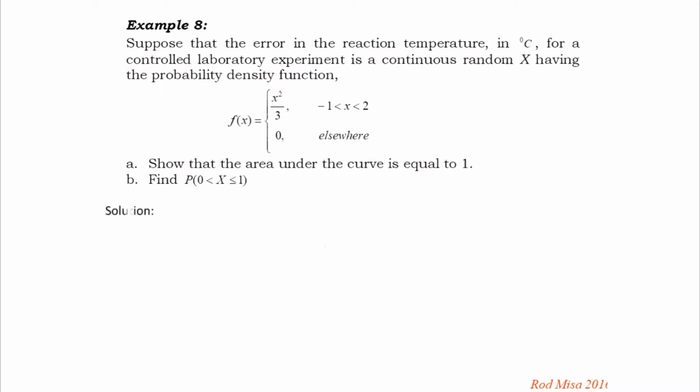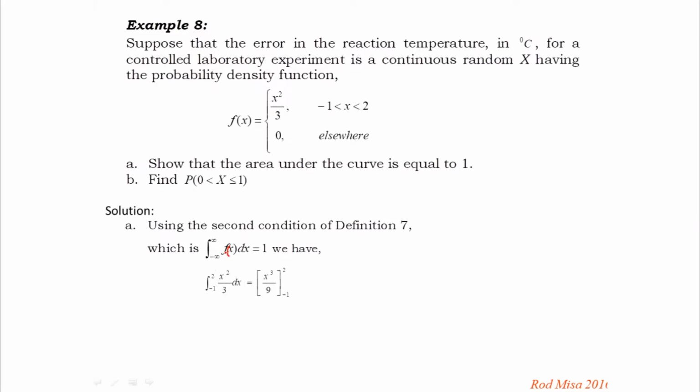Now, solving for our first question, we need to use the second condition of our definition 7 in the previous slide, that the integral of f of x dx from negative infinity to infinity is equal to 1. We have the integral of our f of x, which is equal to x squared over 3 dx from negative 1 to 2, is equal to x cubed over 9, because x cubed over 9 is the antiderivative of x squared over 3. And this will be evaluated from negative 1 to 2.